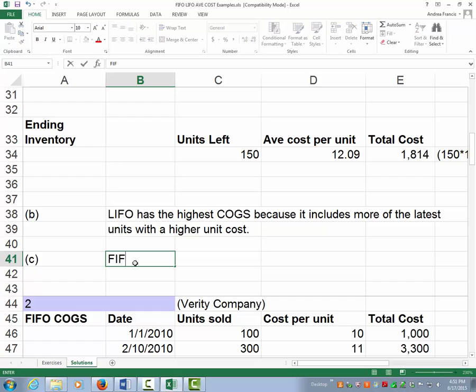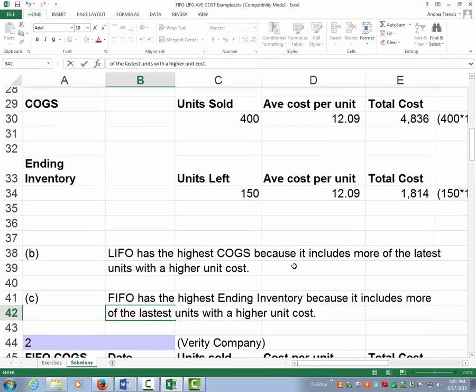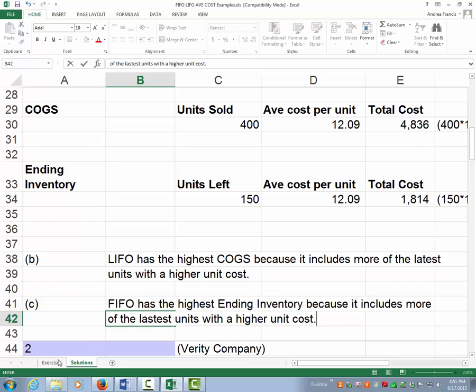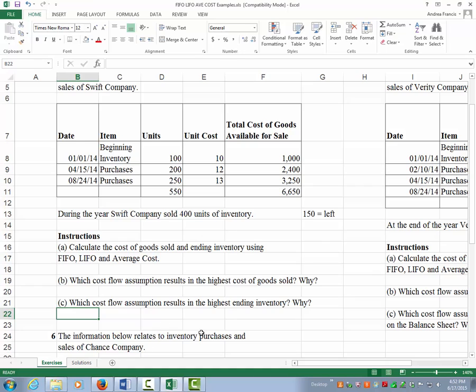So we write that FIFO has the highest ending inventory because it includes more of the latest units with a higher unit cost. So notice how the answer sounds kind of the same, but remember we are dealing in B with cost of goods sold and in C with ending inventory. So I'm not going to continue with the rest of these examples. You'll be able to do them based on this example that I just showed you.